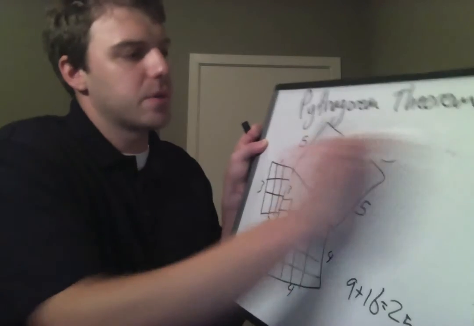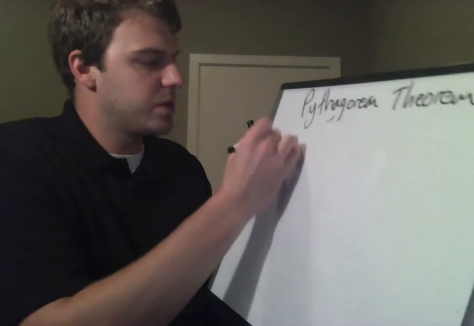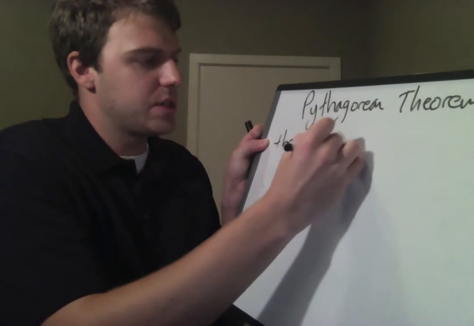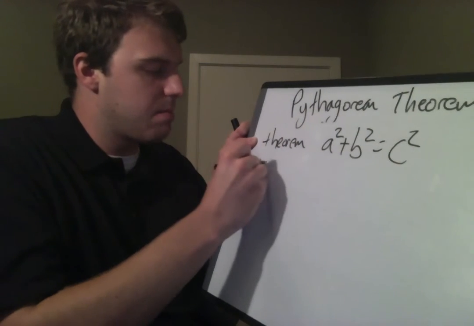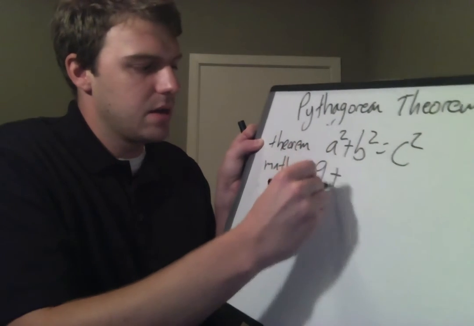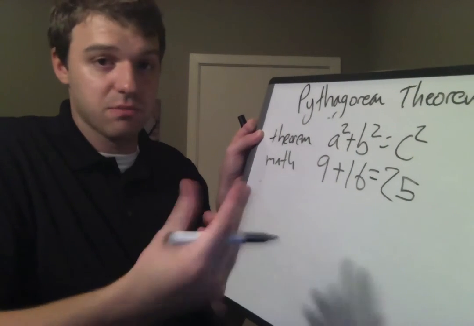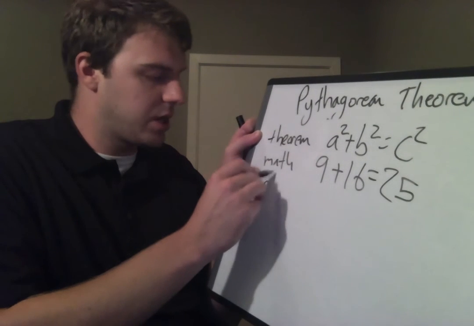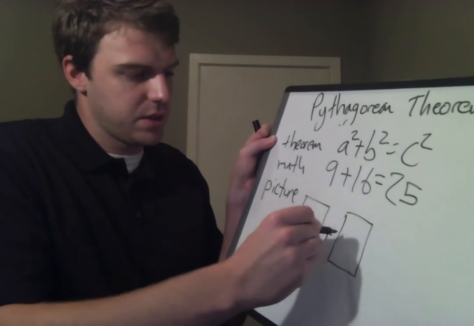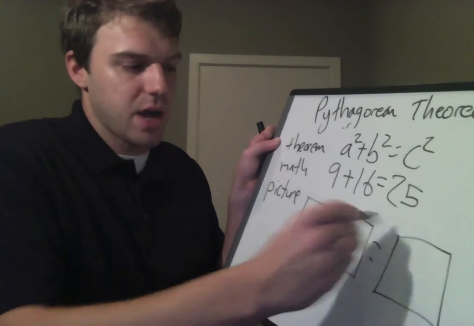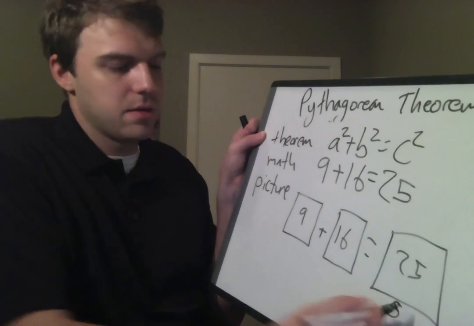Let's do a quick recap. What we've done here is we showed the theorem, which is a squared plus b squared equals c squared. We showed the math, right? We showed that 9 plus 16 equals 25. And the most important thing we did was we visualized it. We showed the picture. We had a square of 9, plus a little bigger square of 16, equaled the larger hypotenuse square of 25, the square root of which was 5, finding us our hypotenuse.